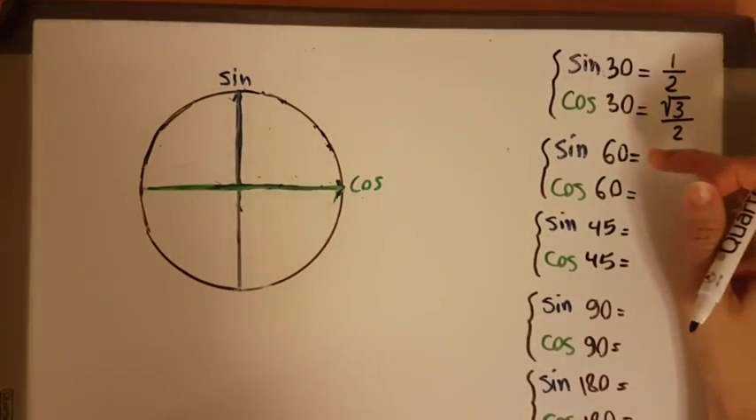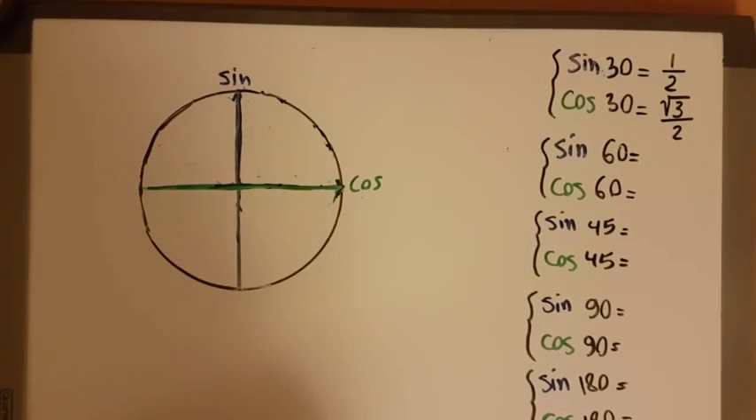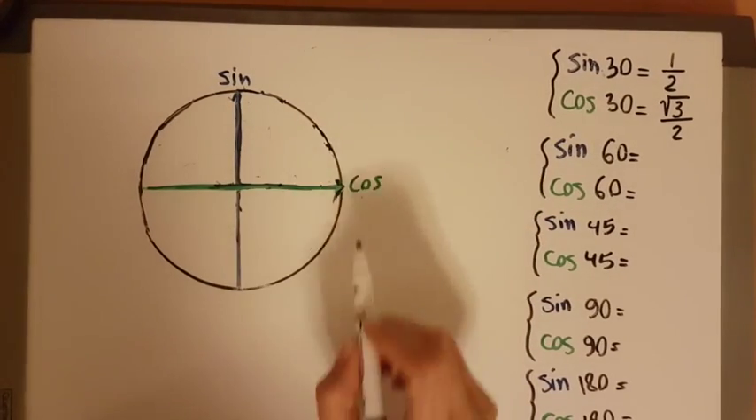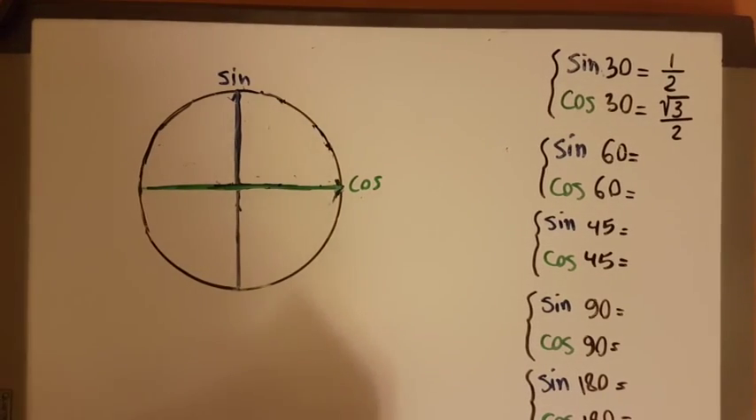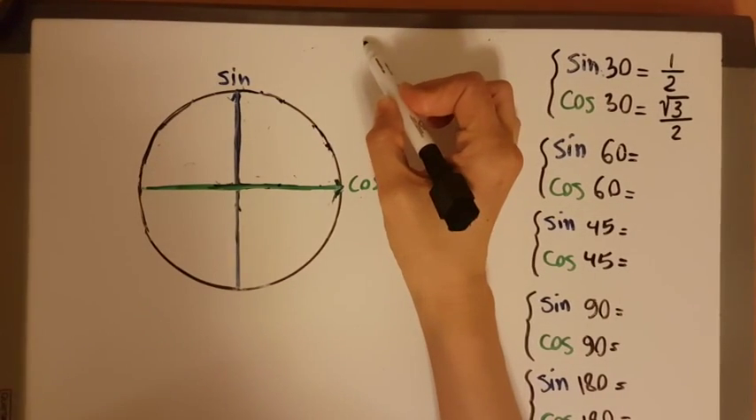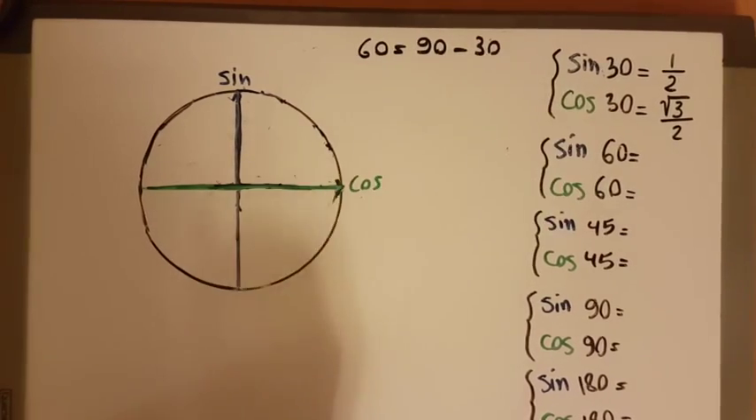Now we want to find the sine and cosine of 60. We already know the sine and cosine of 30. So as you can see in here, this 90 is one of the key angles. You can see that 60 equals 90 minus 30.